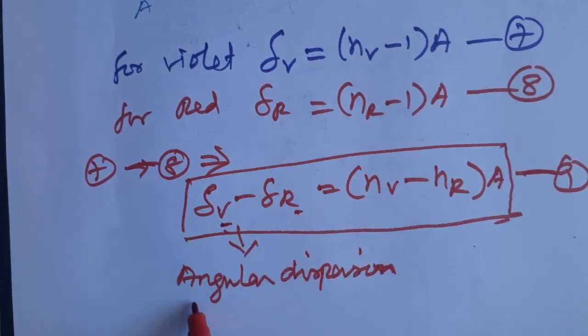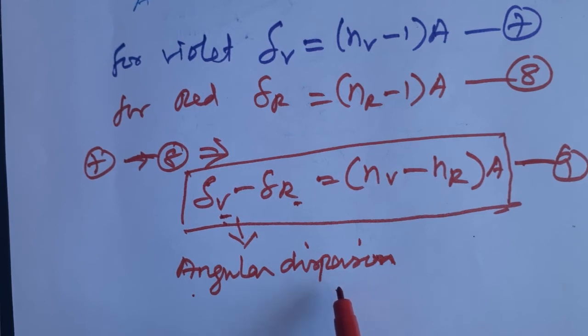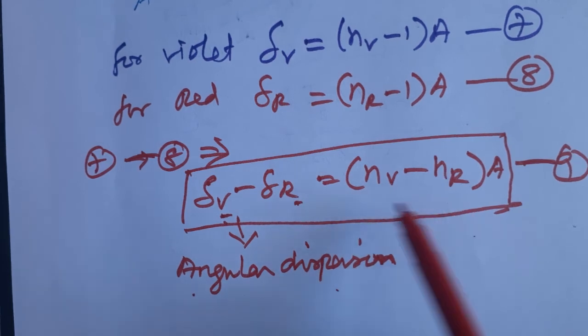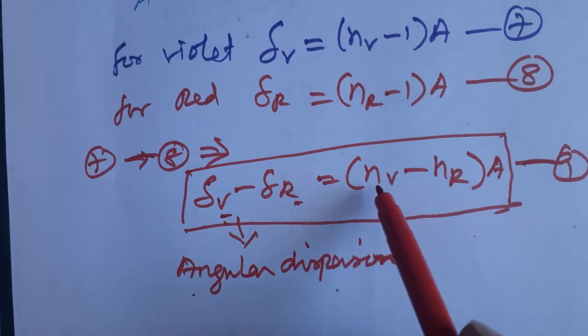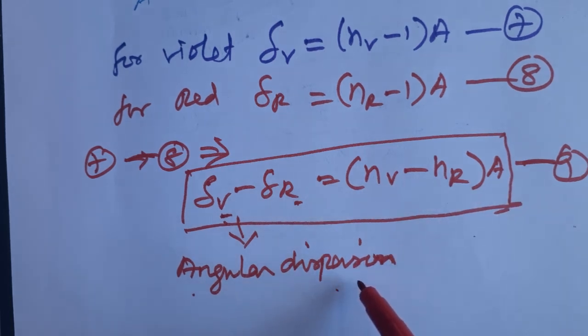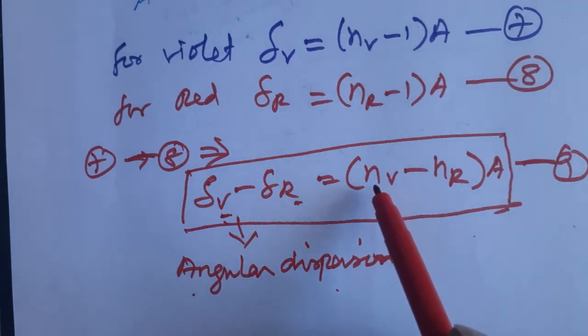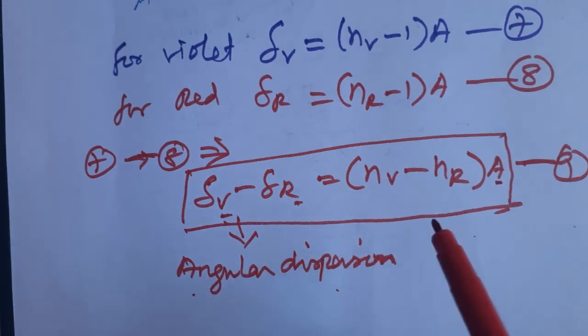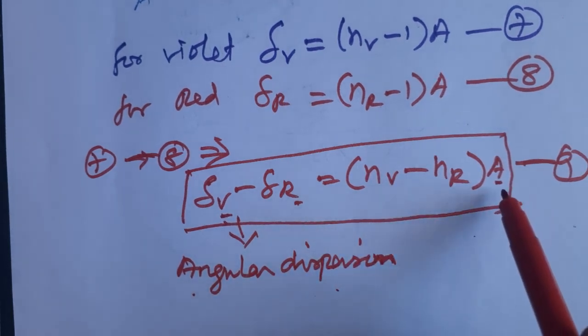So angular dispersion, we are defining this term, is the separation between two extreme colors, violet and red, in the spectrum. Now, what are all the terms involved in the right hand side of this equation? Angular dispersion depends upon the refractive index, that is the material with which the prism is made, and the angle of the prism. Make a note of these 2 points.